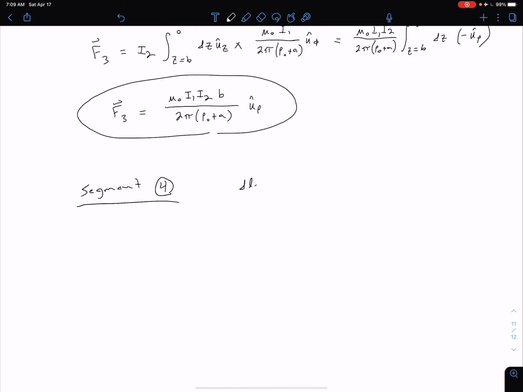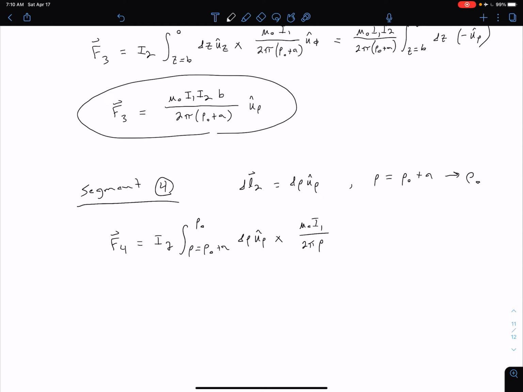Okay, and so our dL2 is going to be equal to d rho in our rho direction. So again, note we have a positive differential length, and our limits of integration are going to take care of any signs that we need. So we're going from rho naught plus a to a final value of rho naught. So plugging into our equation, we then have that our F4 is equal to I2 times the integral from rho equals rho naught plus a to rho naught of our d rho in the rho direction cross with mu naught I1 divided by 2 pi, and again our rho is a variable, so we have just a general rho in our phi direction.